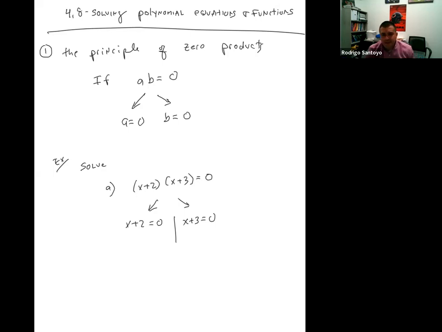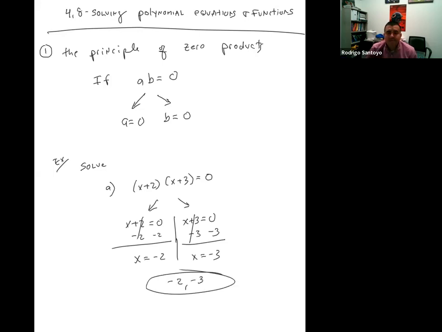Should be very nice, right? We subtract 2 from both sides. We get x equals negative 2. We subtract 3 from both sides. We get x equals negative 3. So you get answers of negative 2 and negative 3 there. Any questions with that example? Does anyone need another minute copying that down?